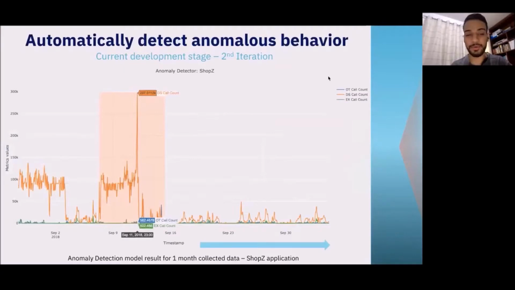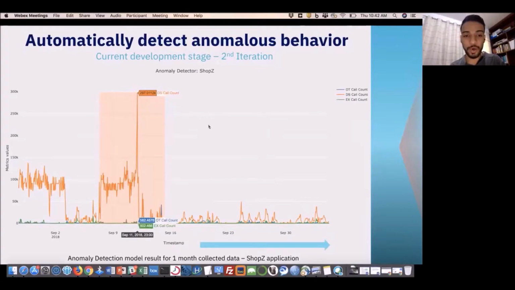And that's an example I'm going to show you based on the first MVP we did with an application called ShopZ. ShopZ is a critical application inside of our domain. And we took data from along September, and those were the three most critical metrics in the application. Based on the lower level and the upper level, it detects the orange box as the anomaly.